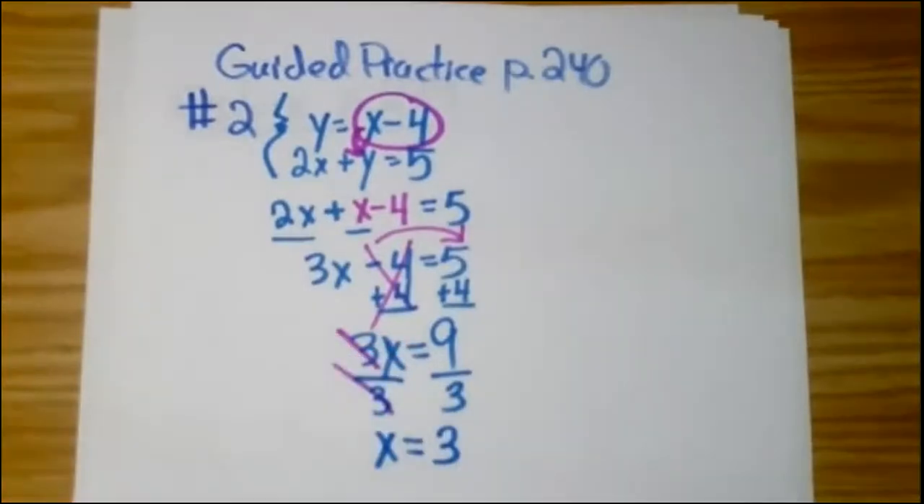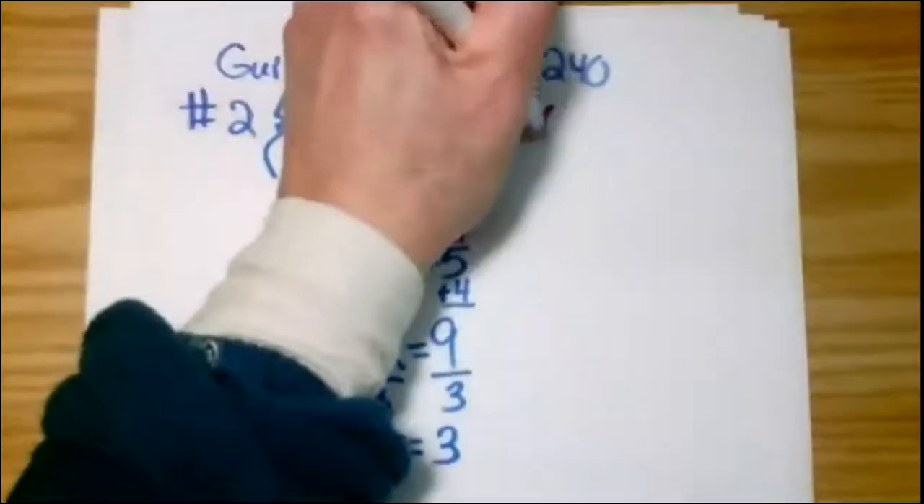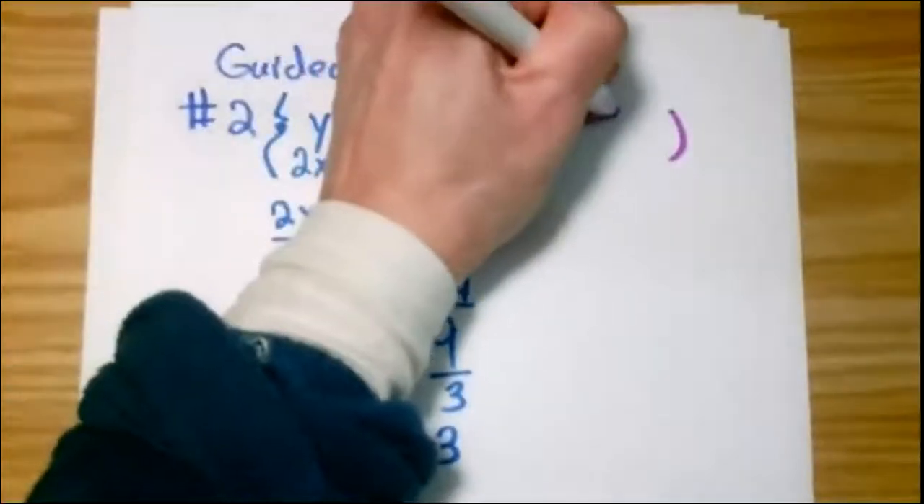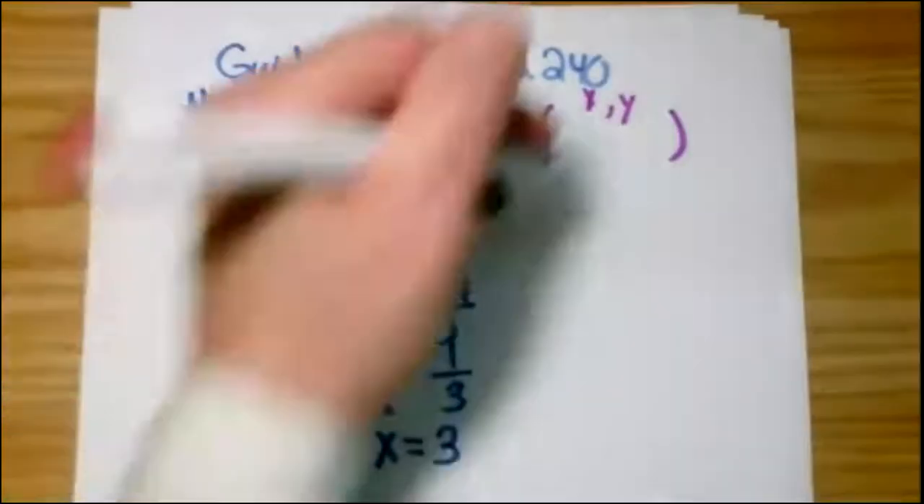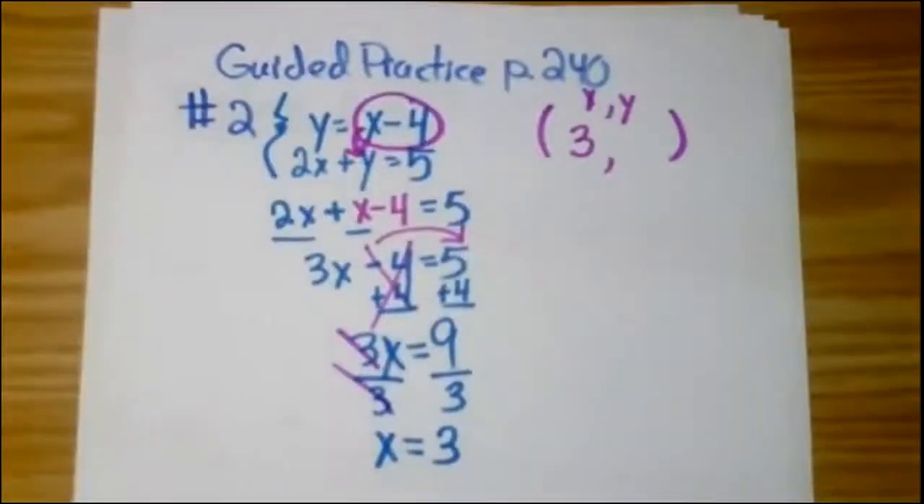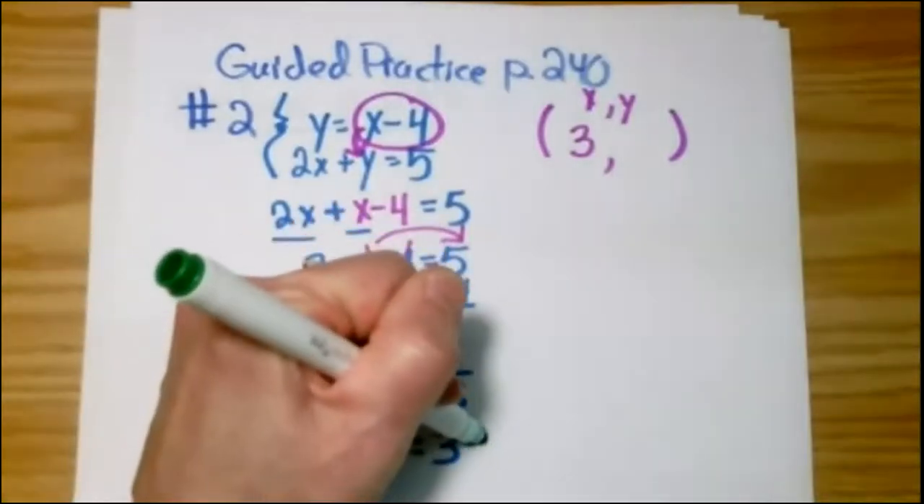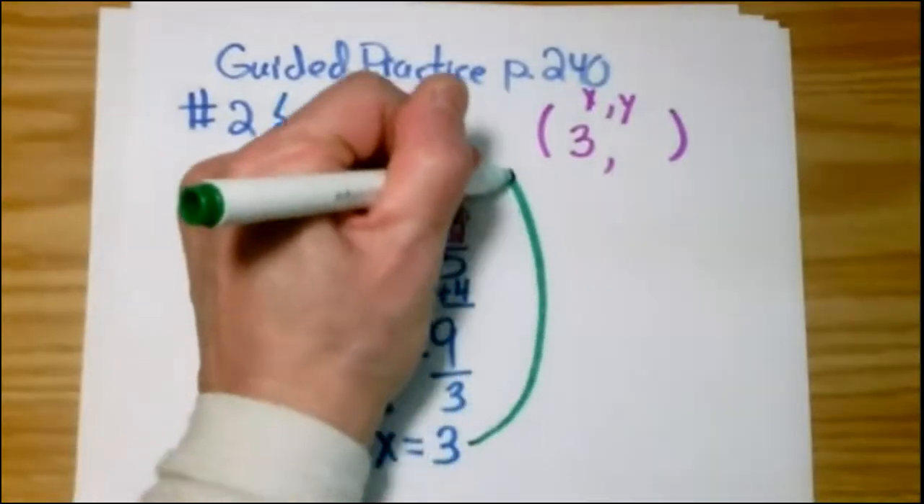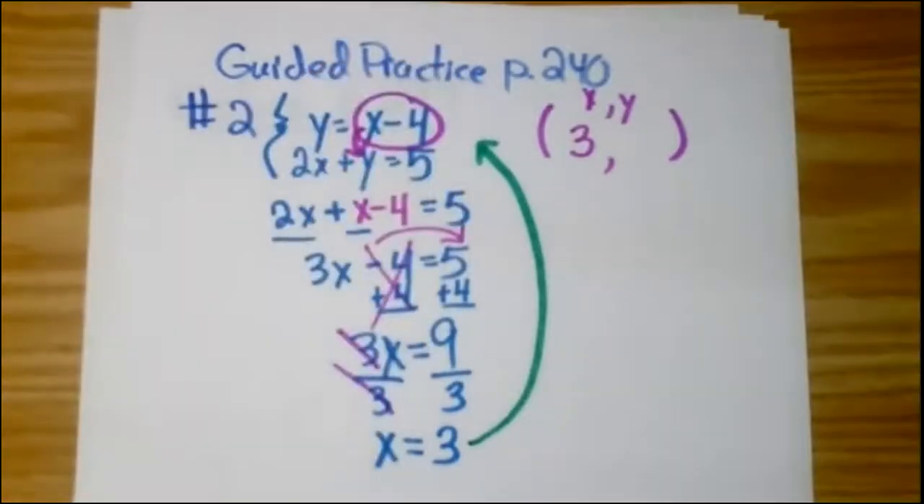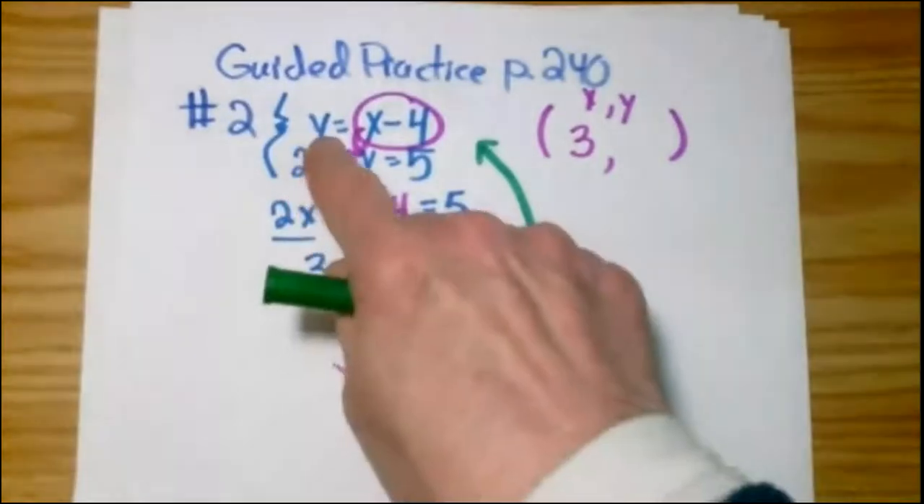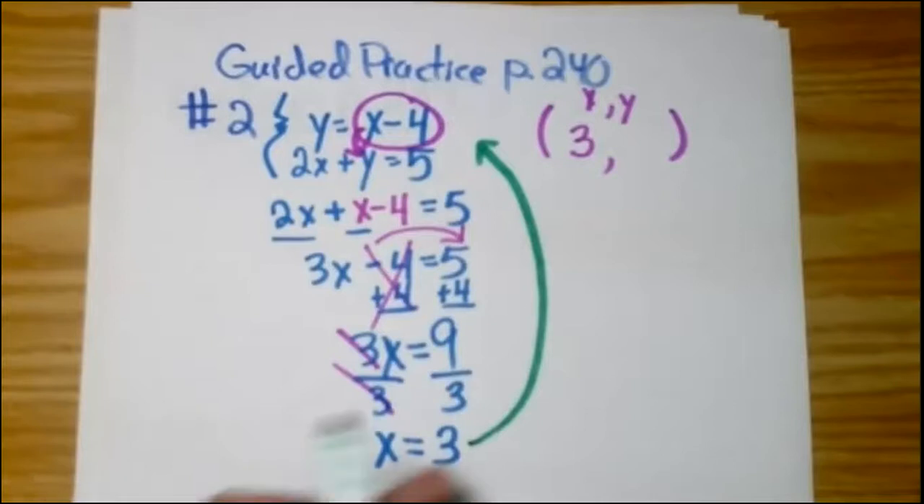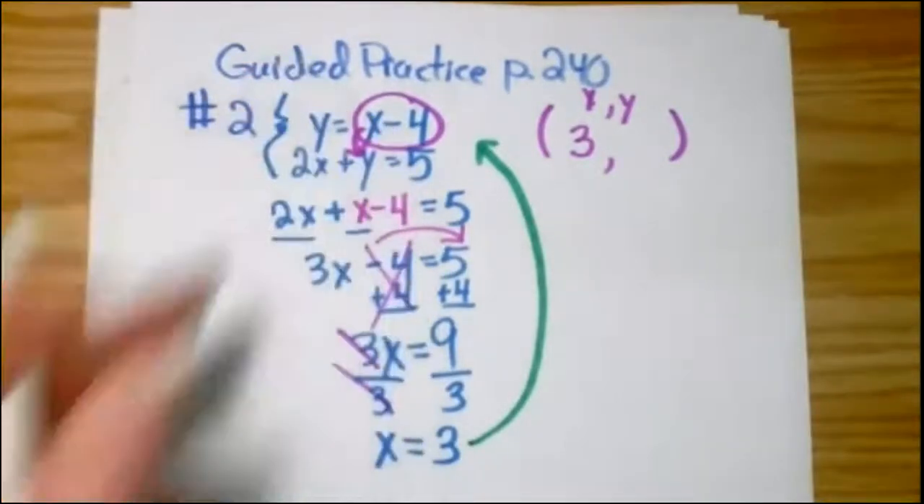My answer is going to be an x coordinate and a y coordinate point. 3 is my x. We just figured that out. And now we have to figure out the y. So I'm going to take this x equals 3 and plug it back into one of the equations up here. Now I'm going to pick the easier equation. So which one would be easier, do you think? I agree. This one right here would be easier. So I'm going to plug 3 in for x.